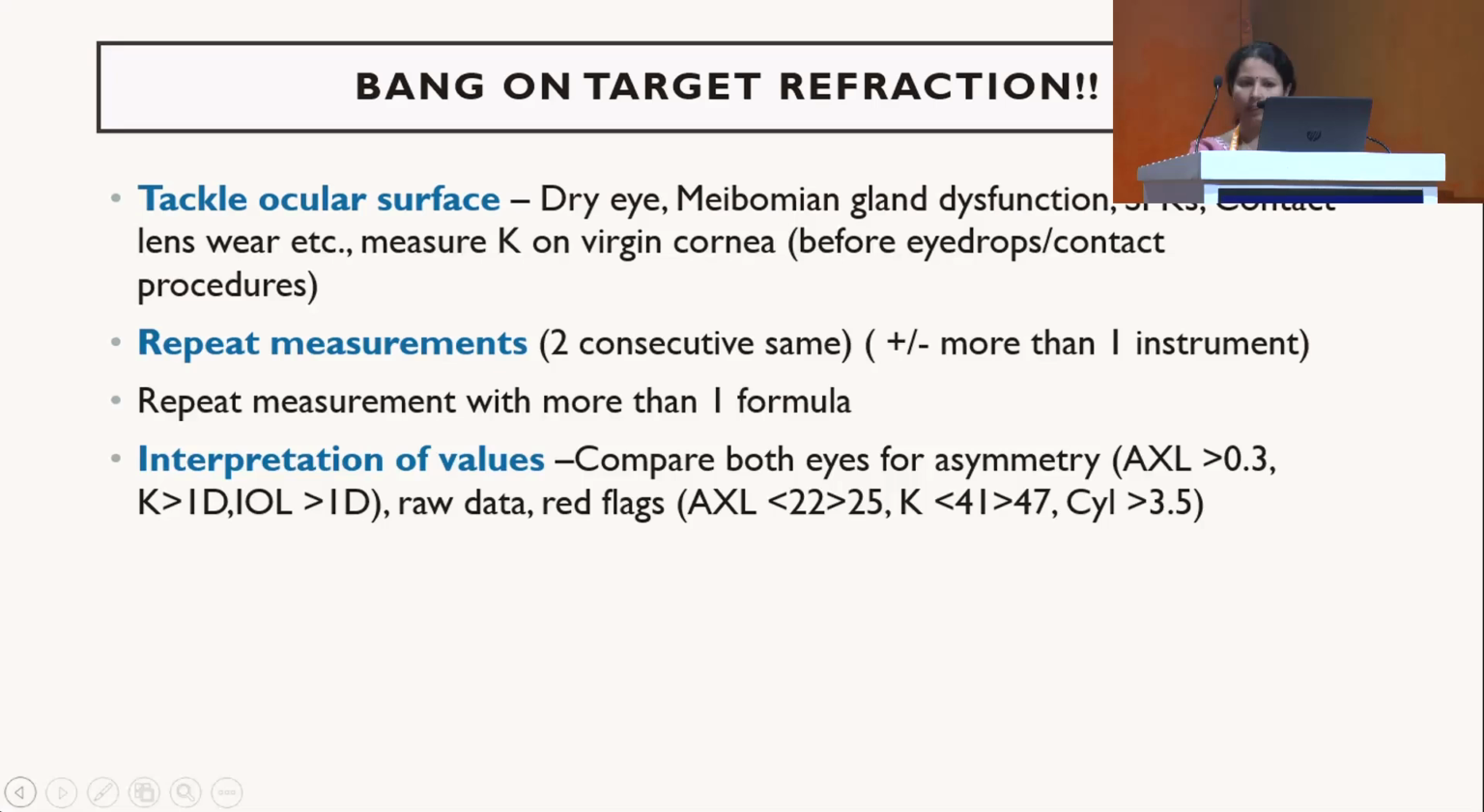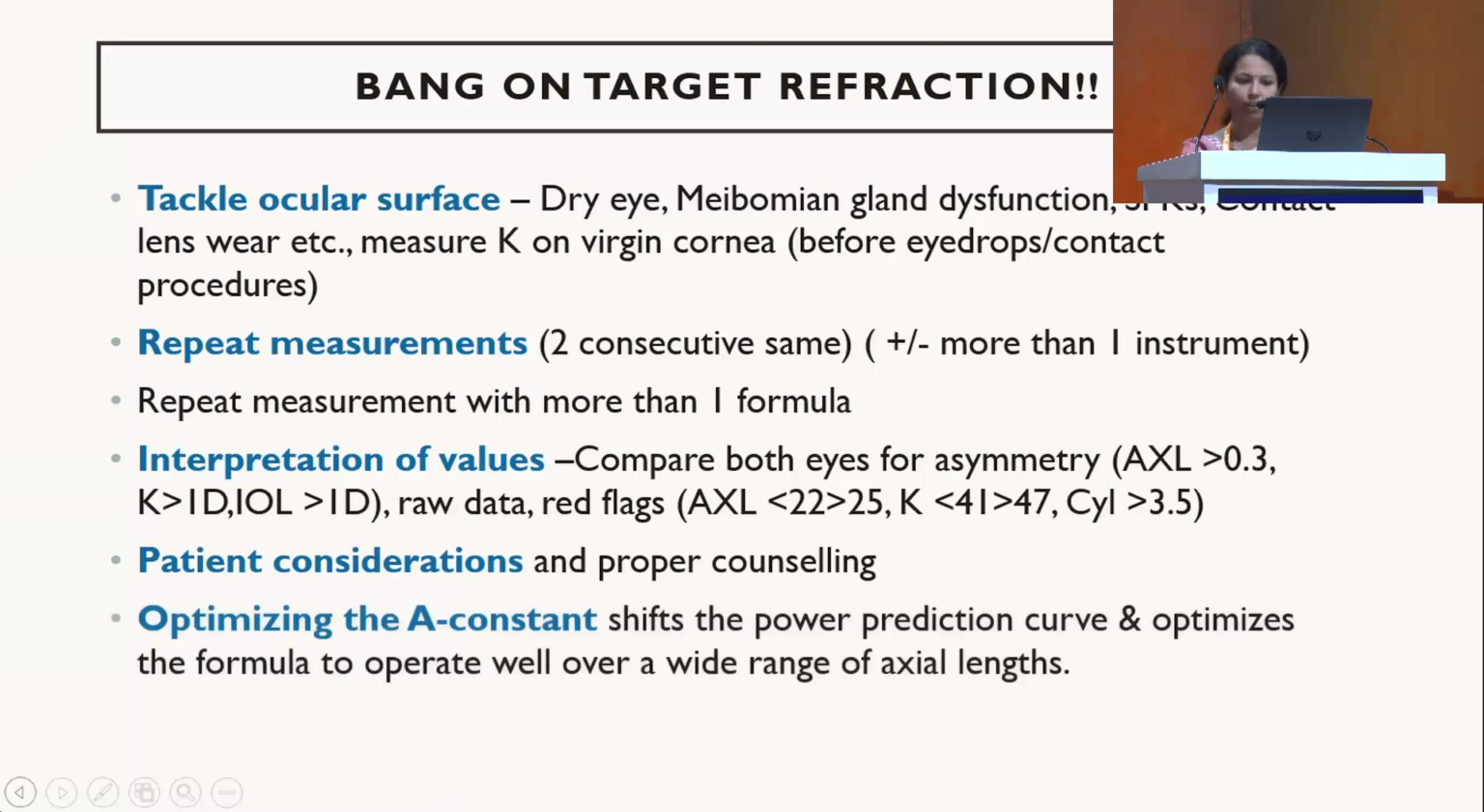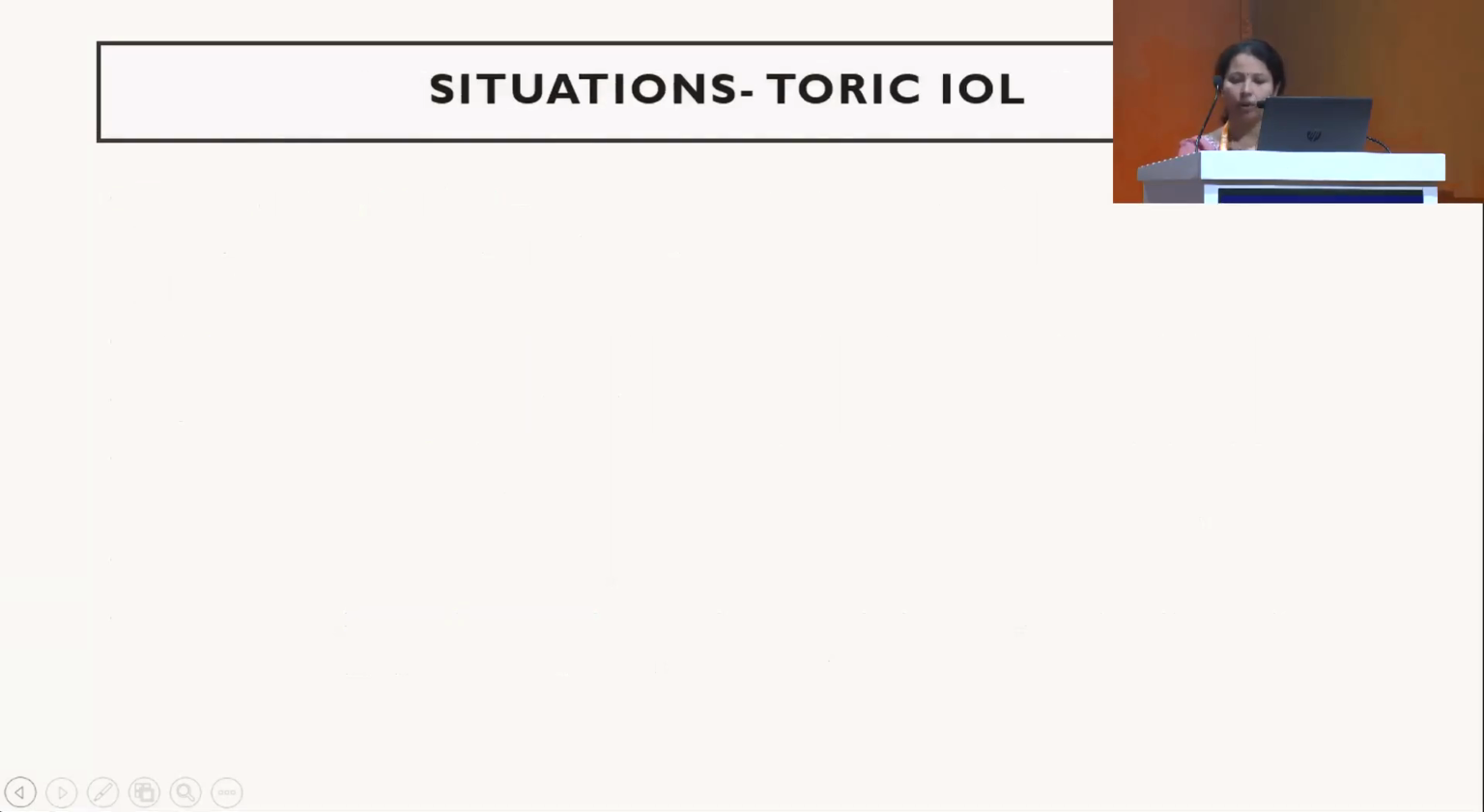Always look at the raw data and check whether there is any asymmetry between the two eyes. Check for all these red flags, and when there is any variation from the normal range, recheck the measurements. Always consider what the patient wants, whether he wants emmetropia for distance, intermediate or near, and depending on that we need to choose the type of IOL, and always counsel the patient depending on what will be achieved. Look at your own results, and you can adjust the A constant, and that will shift the power prediction curve and optimize the IOL formula to work well across all ranges of IOL.